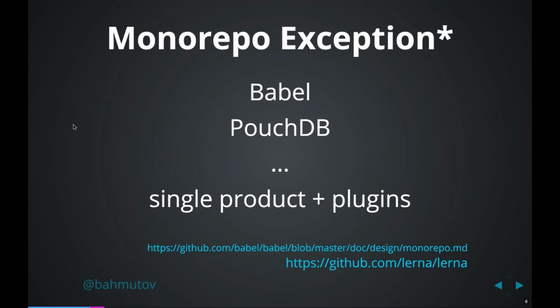There are a couple of exceptions to the rule. Obviously, if you have a single product and a bunch of plugins, it's easier to keep them all in sync and together. Notable projects that use monorepo are Babel and PouchDB, where things are still separate modules, but inside a single repository. But it's just an exception, not the rule.